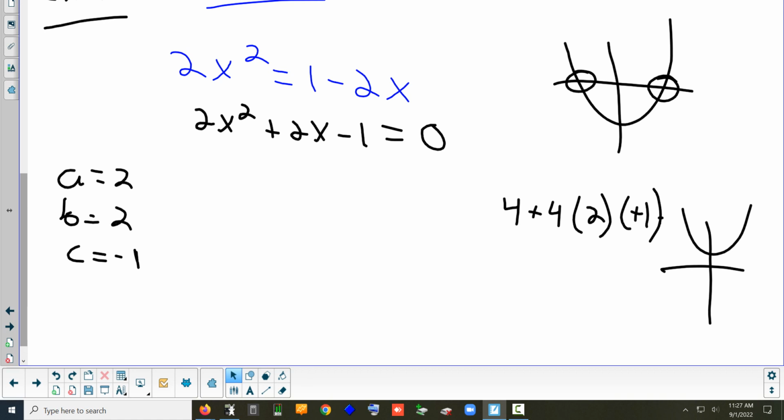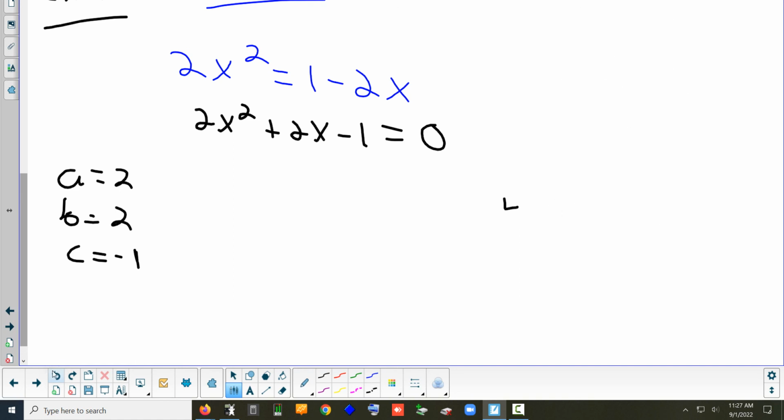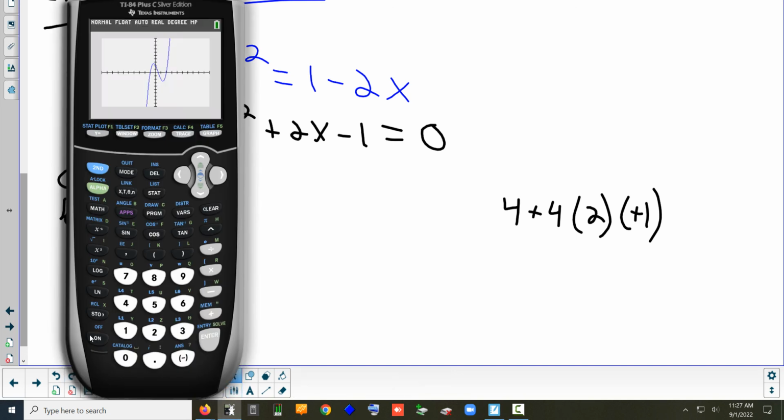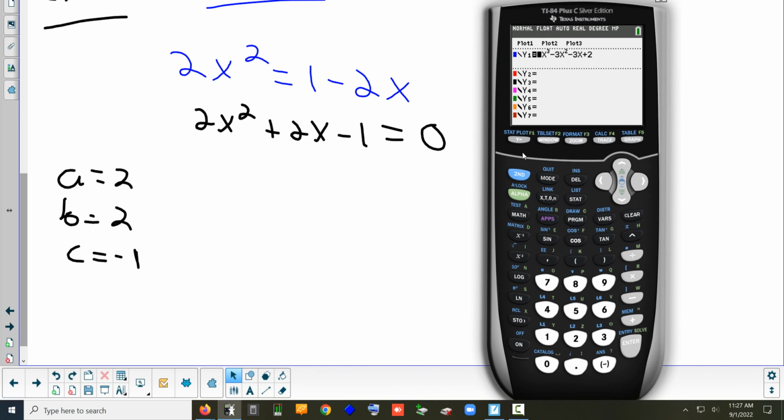Yep? Wouldn't it be minus 4AC? Yeah, but remember I crossed out, that's what I had originally, if I go back. Oh, that's completely fine. I originally had a minus, well, you can't see it, but when I put in another minus for the 1, it cancels it out. So let's graph this. So we've got 2x squared plus 2x minus 1. Let's do zoom 6. I guarantee you it's going to cross the x-axis twice.